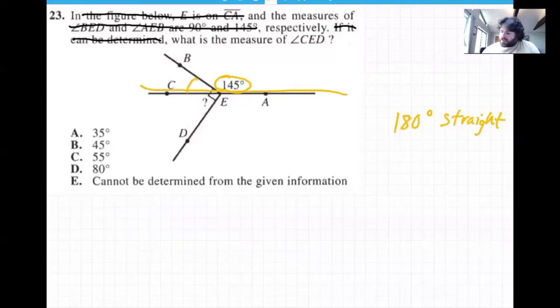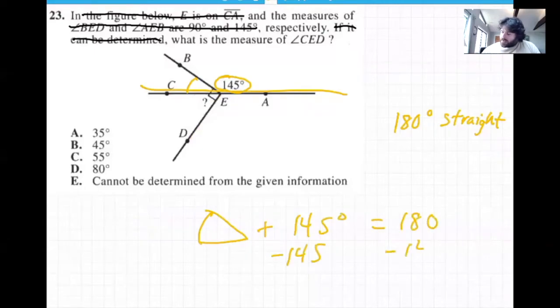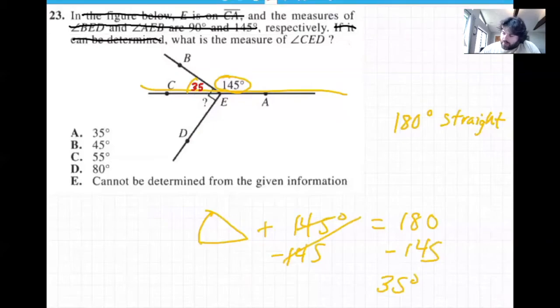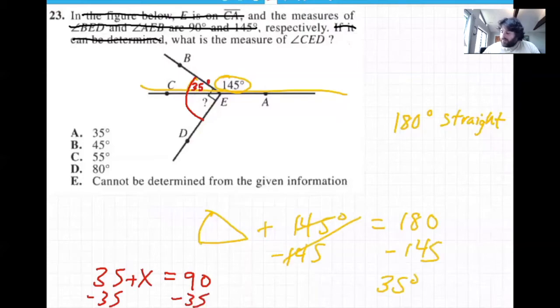So that means that this angle that I've marked here plus 145 degrees equals 180. If I take away 145 from both sides of this equation, I'm going to get 35 degrees. So I'm going to go ahead and show that on my picture here, 35 degrees. Now all I need to know is that these two angles, the one I'm looking for and the one I just found, have to add to be 90. So 35 plus x equals 90. You've already used up 35. How much is left? 55 degrees. So answer choice C is our answer.